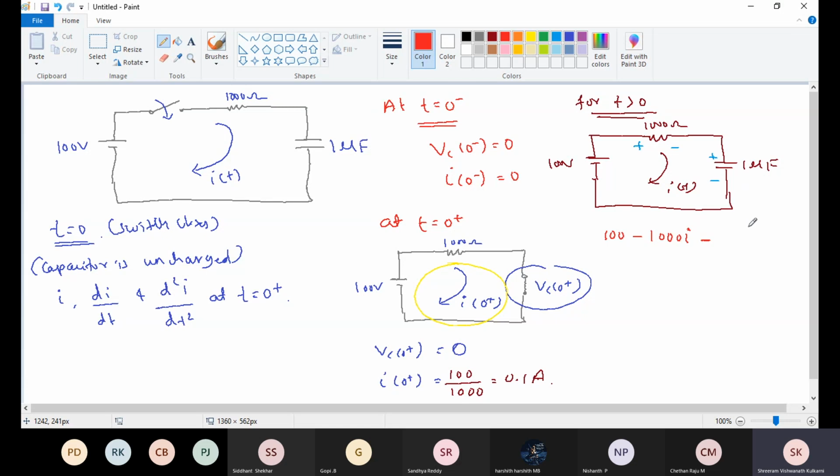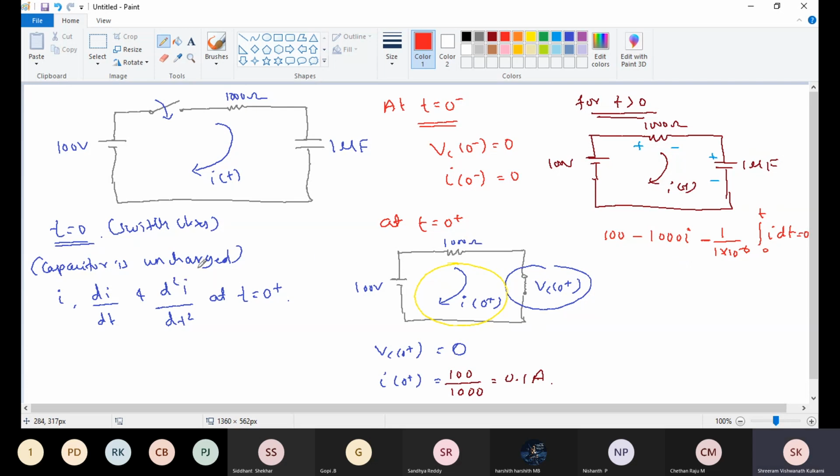What is the expression for the voltage across the capacitor due to the current flowing through it? It is 1 by C, integral from 0 to t of i dt. Here 1 by C is 1 divided by 1 into 10 raised to minus 6, and the integral of i dt from 0 to t is equal to 0 initially.